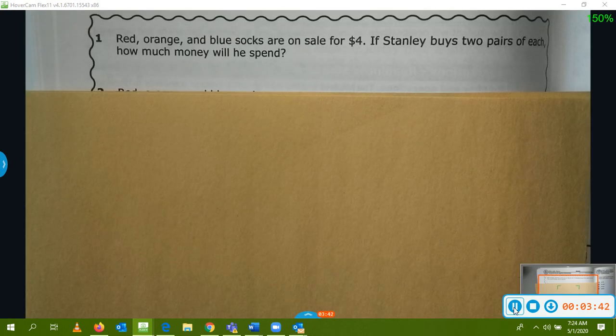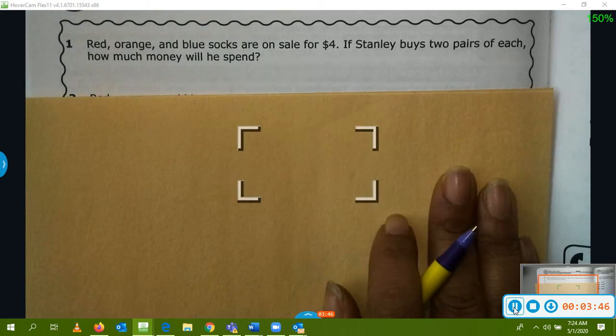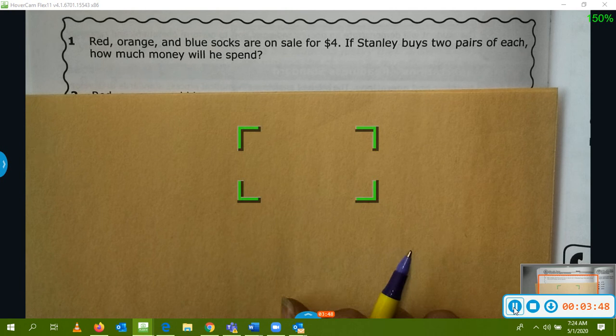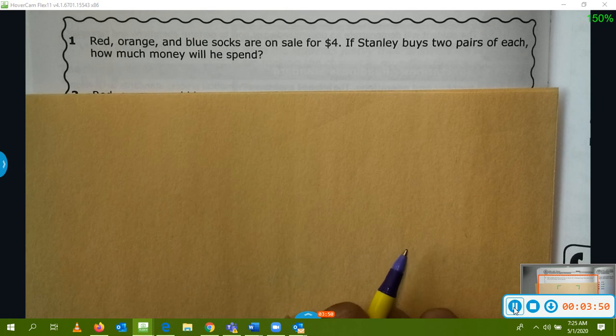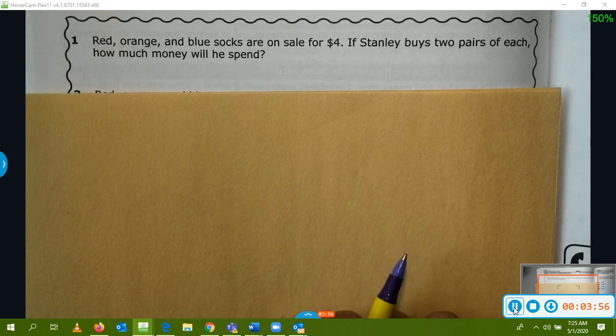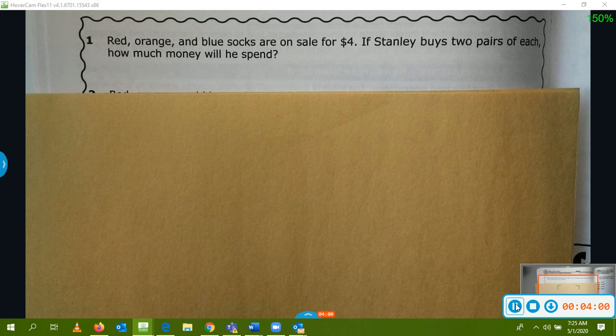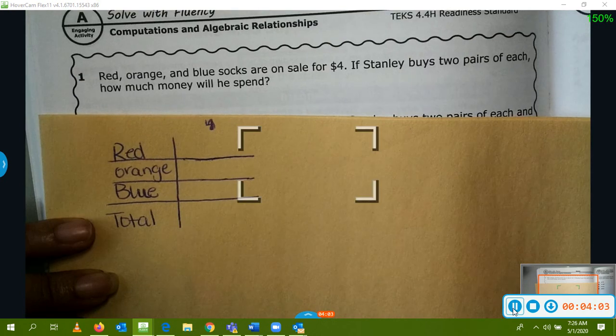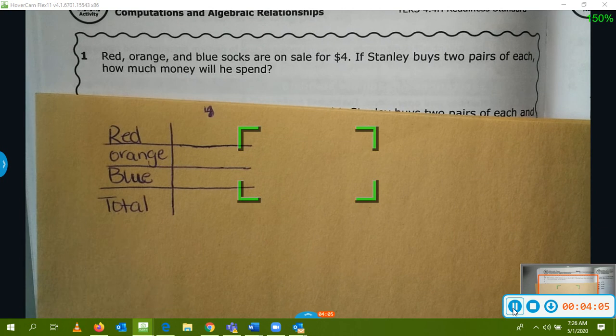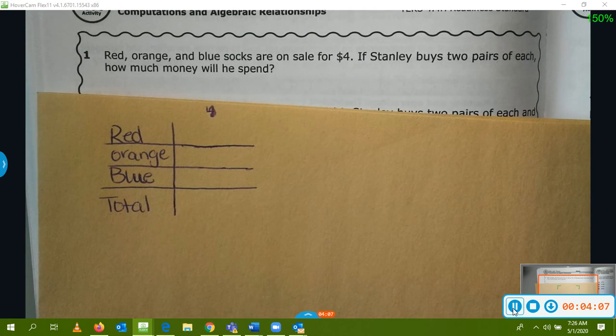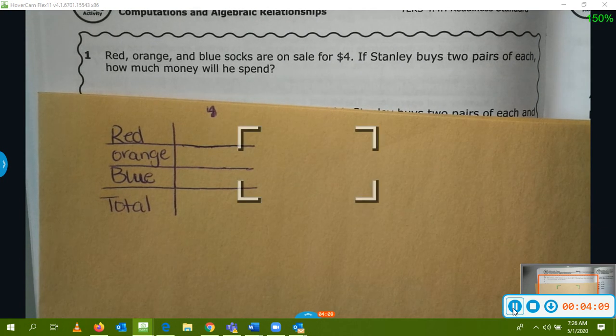Okay, problem number 1. Red, orange, and blue socks are on sale for $4. If Stanley buys 2 pairs of each, how much will he spend? Go ahead and pause the video, then come back and let's work this together, or you check your work. Okay, let's read it again. Red, orange, and blue socks are on sale for $4. If Stanley buys 2 pairs of each, how much money will he spend?